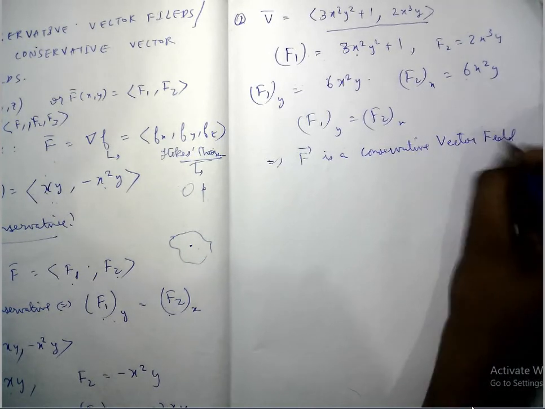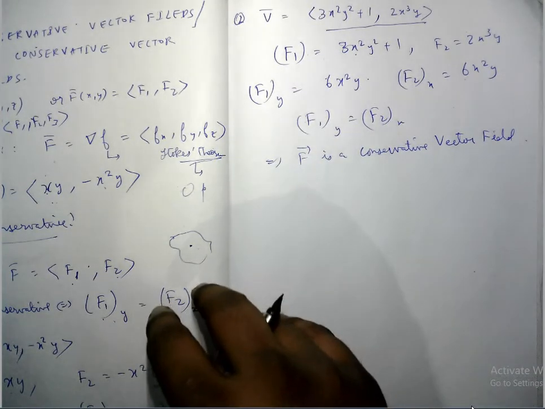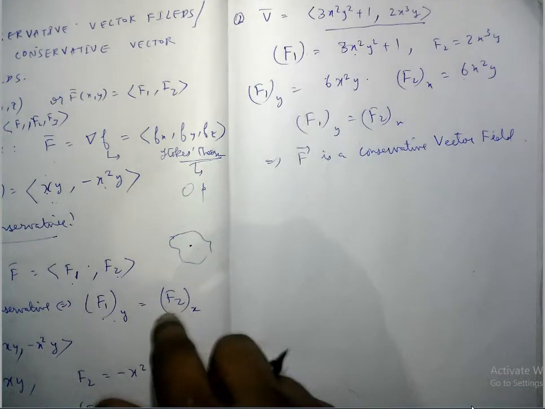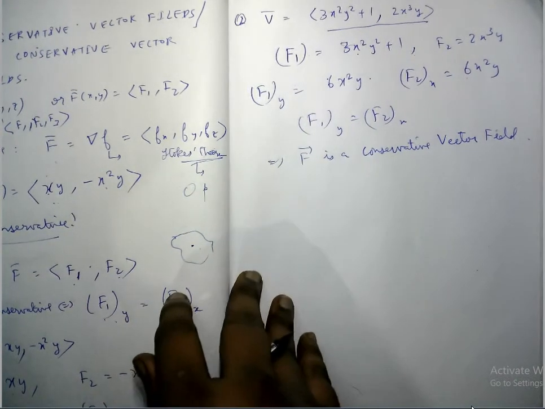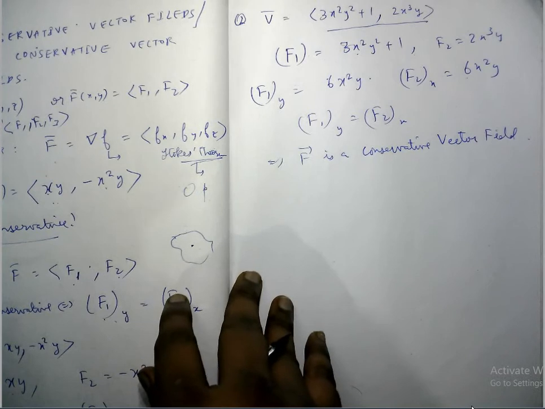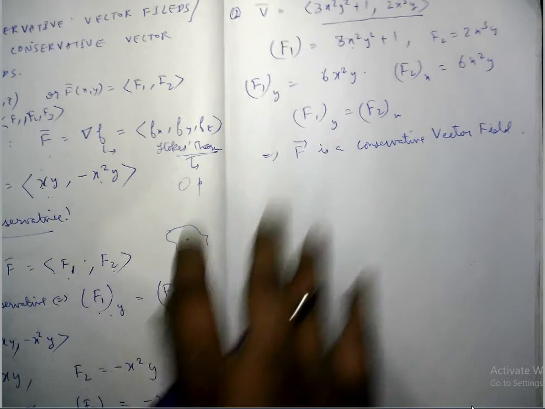So we don't need to check if the domain is simply connected or not, because we are talking in the whole of R2. So these functions are polynomial functions, and they will always be defined in the entire domain of the vector field in the entire domain of R2. So F is a conservative vector field.